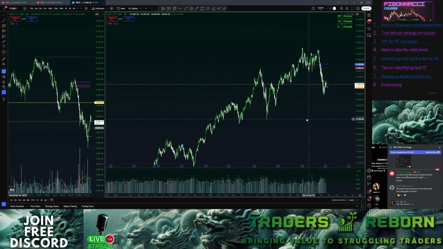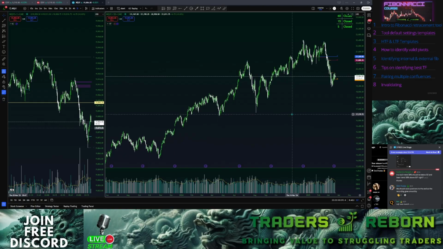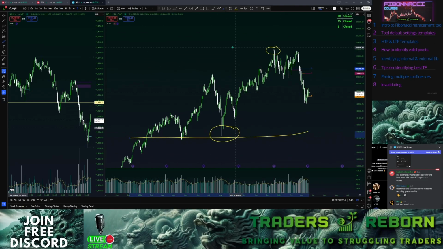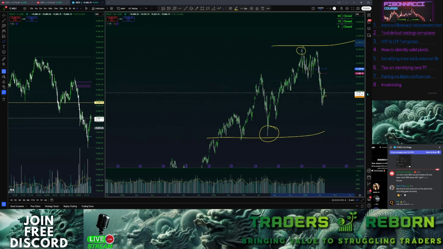So how you identify pivots is fairly simple. You can see here, where do you think the pivots are right now, currently? Look at it. It's pretty obvious, right? The pivot is obviously here, and this is the lowest pivot. It's the most exaggerated, most obvious pivot.